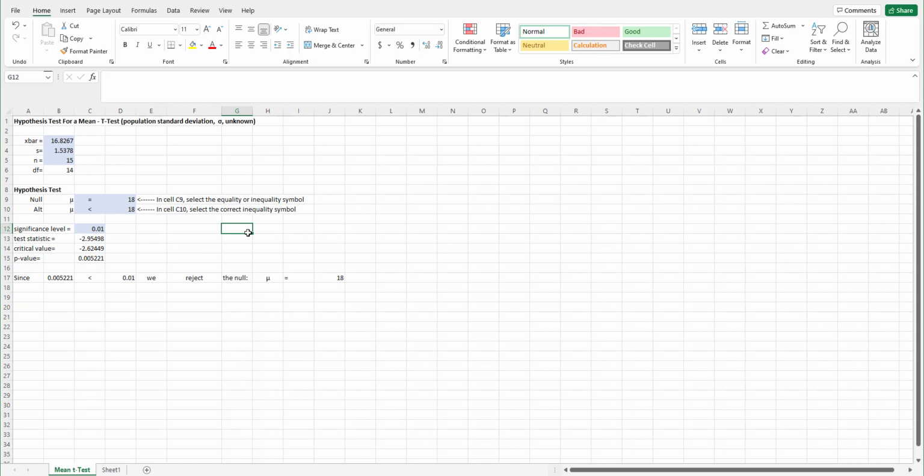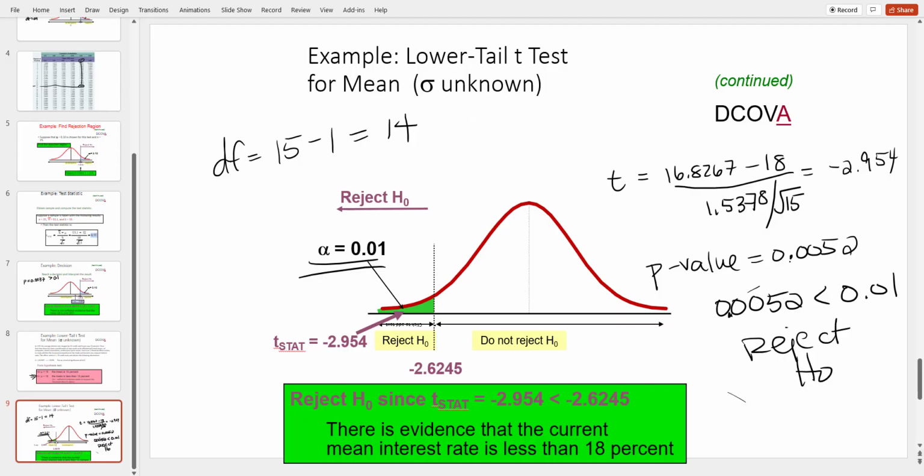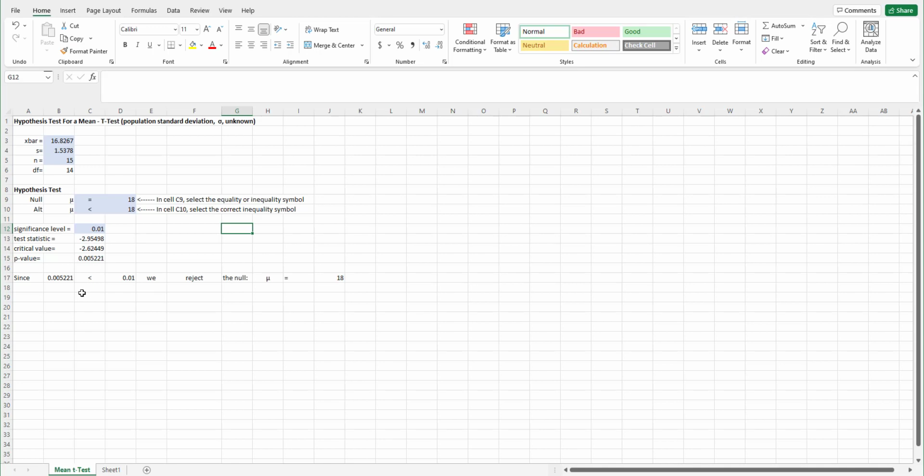As you can see, I got my test statistic again, negative 2.95498. I got the critical value, which we calculated with the table, so that should match up. And I got my p-value, 0.0052. And I believe that's what we got here. Yes, that's what we got here. So we go back, and my conclusion came up. Since the p-value, 0.0052, is less than the level of significance, we reject the null hypothesis.